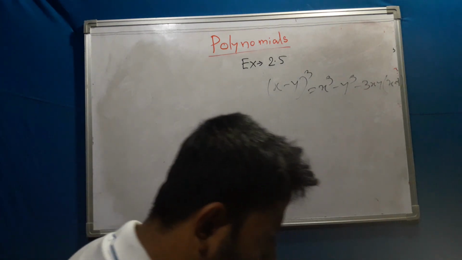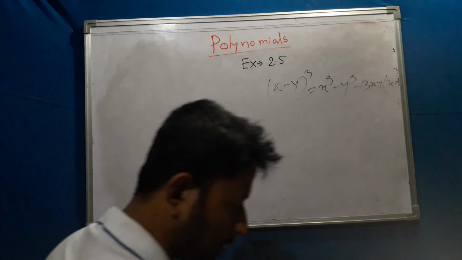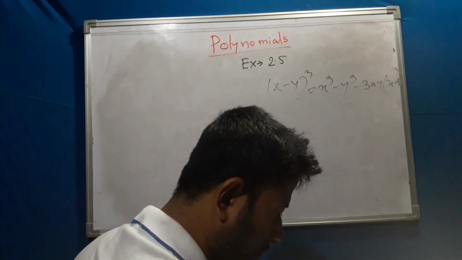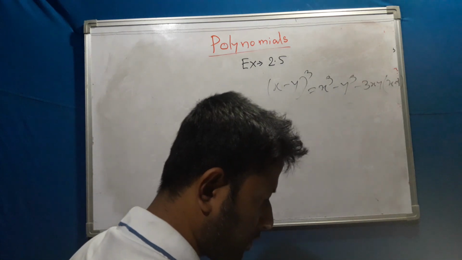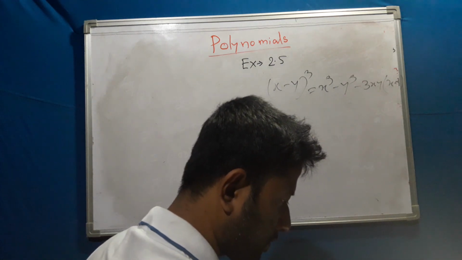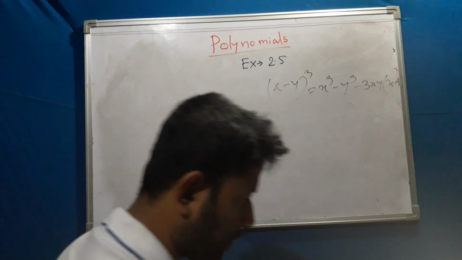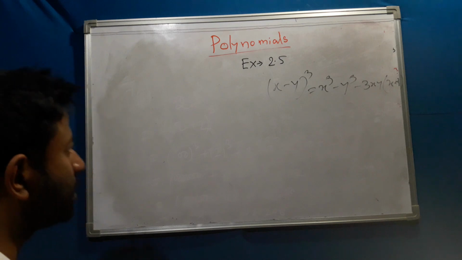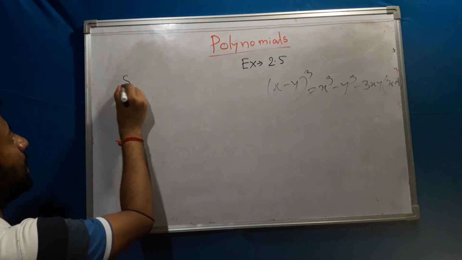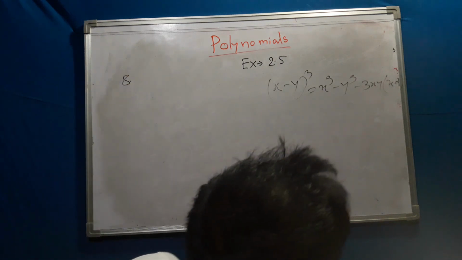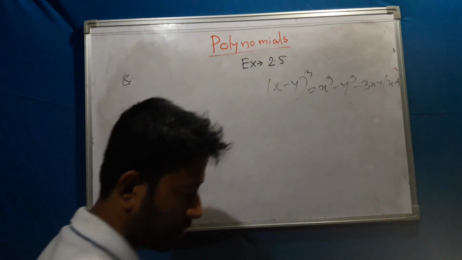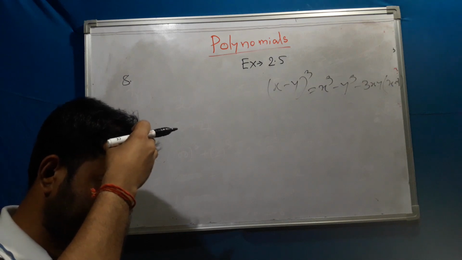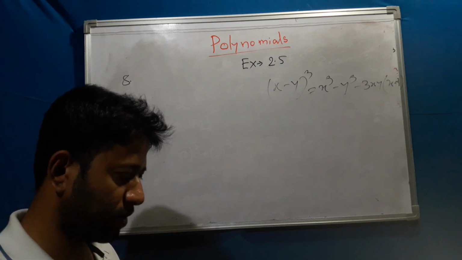Now I am moving towards question number 8. There are a lot of questions given. How many questions have they given? They have given around 16 questions. Okay, now I am moving towards question number 8. I am picking a random question. Suppose I'm taking question number 4.